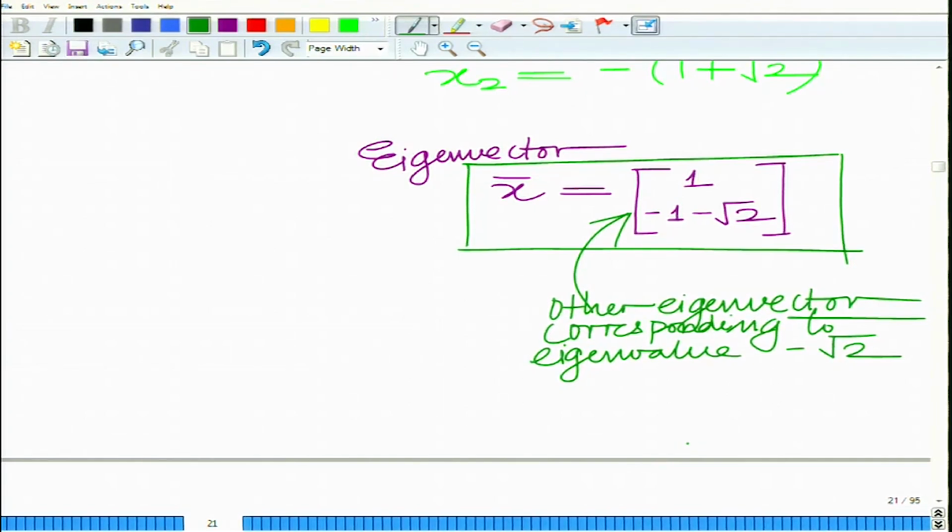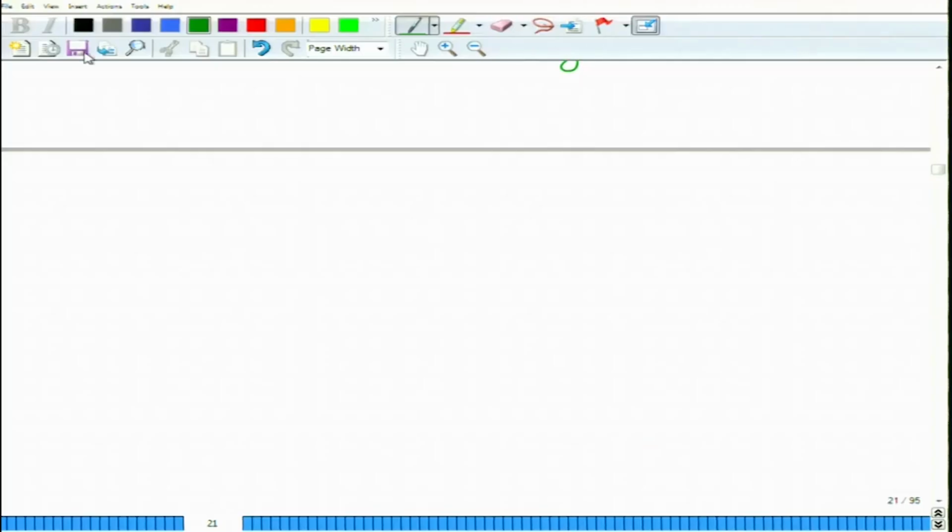Alright, so that is a brief introduction to the concept of eigenvectors and eigenvalues of a matrix. Let us look at another important concept, that is the concept of symmetric and Hermitian symmetric matrices or Hermitian matrices. Alright, so what we want to look at now is basically the notion of what are known as symmetric and Hermitian matrices.